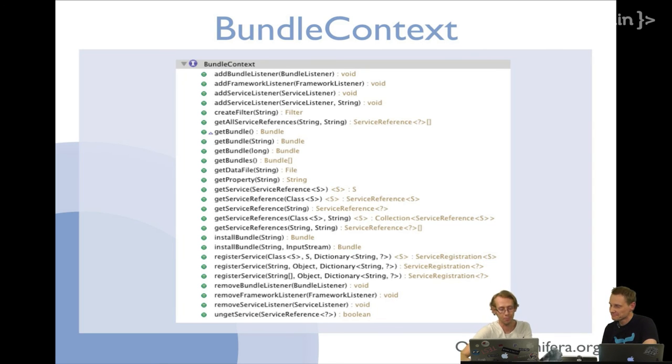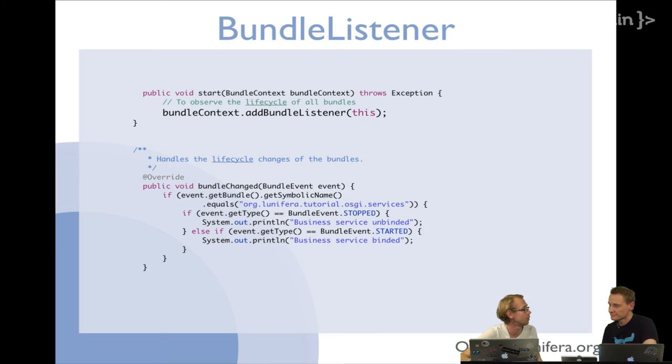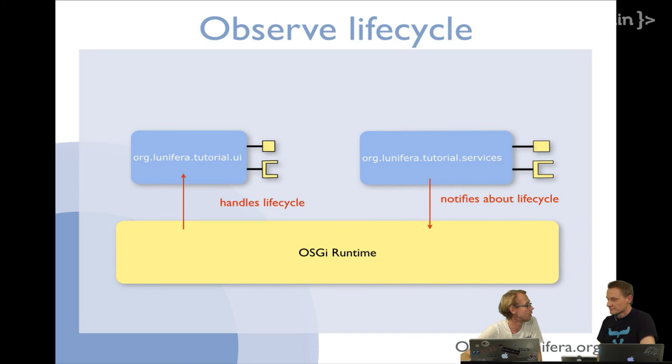Another way to deal with the life cycle of bundles is a bundle listener. So this could be outside the same bundle. Yeah, this could be outside the same bundle. Here you can see in the start method, we are using our bundle context related to our own bundle, and we are just listening on the bundle context, and in the implemented method below, bundleChanged, we are getting life cycle events. So we have callbacks. So we can deal with it. Here, that's a really popular pattern. The bundle on the right side, the tutorial services, will notify the OSGi runtime about its life cycle.